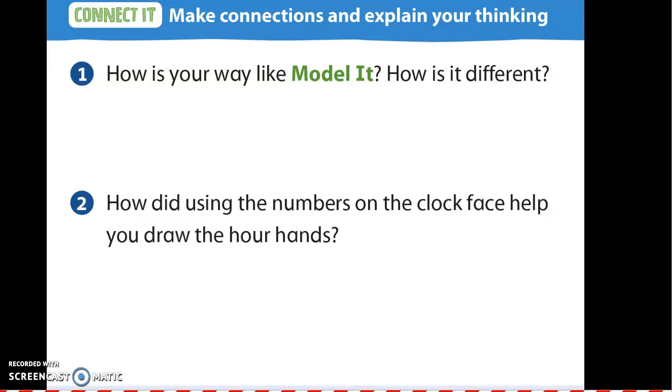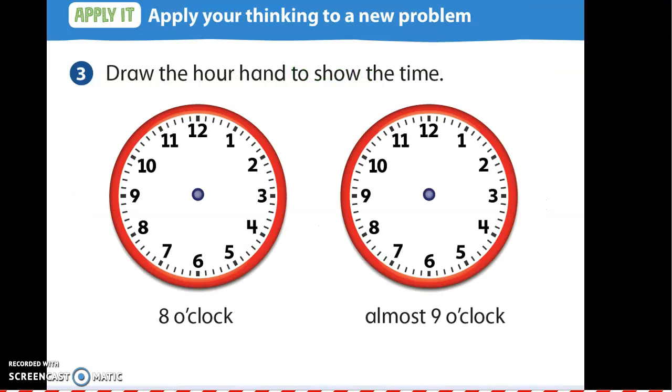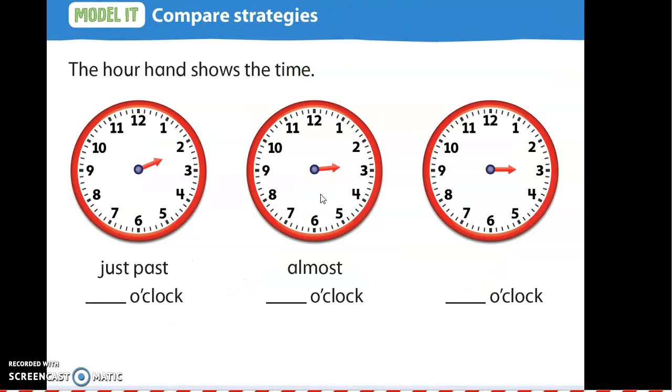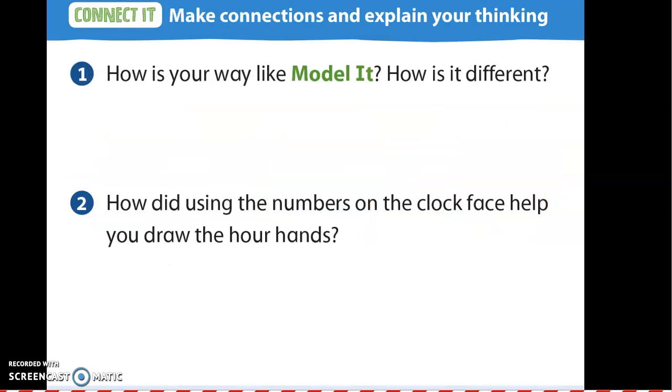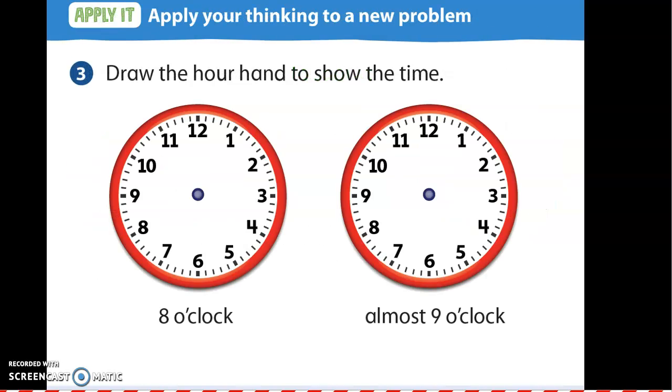We're not going to do these problems, number 1 or number 2. I do want you to do this problem. Draw the hour hand to show the time. So you're just drawing that short hour hand like we looked at right here. Now, on all clocks, the hour hand is not red, but iReady stays with red for hour hand, blue for minutes. That's up to you if you want to find something that is red to draw your hour hand. That's okay, but I also want you to know that that's not the same for all clocks.